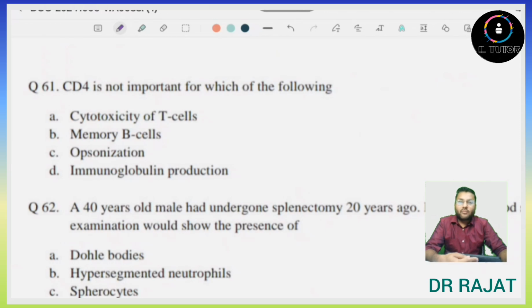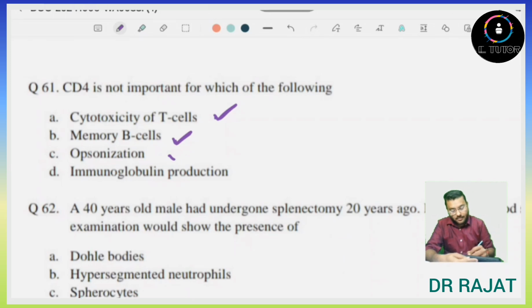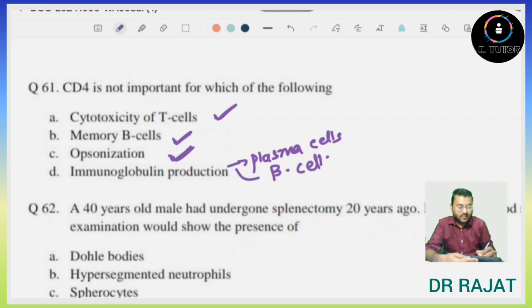CD4 is not important for which of the following? So options are cytotoxicity. This is true. Memory B cells. This is again true. Opsonization. Yes, it is one of the important function of CD4. Immunoglobulin production. So immunoglobulin production is mainly done by plasma cells and B cells, or the B lymphocyte. So answer here will be option number D, that immunoglobulin production is not directly related to the CD4.